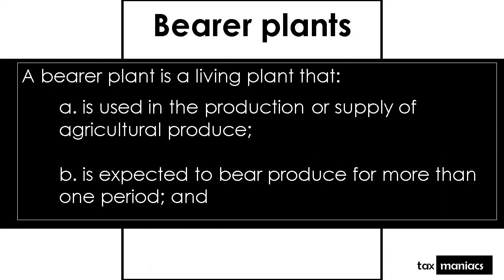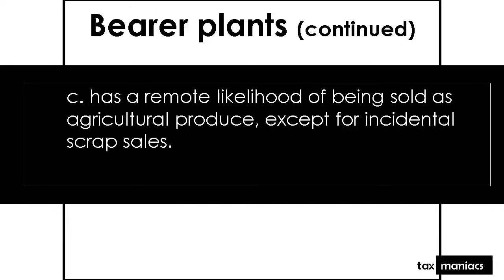Bearer plants are used in the production or supply of agricultural produce, are expected to bear produce for more than one period, and have a remote likelihood of being sold as agricultural produce, except for incidental scrap sales. Bearer plants are accounted for similar to self-constructed assets. PAS 16 uses the term construction to include activities that are necessary to cultivate the bearer plants before they are in the location and condition necessary to be capable of operating in the manner intended by management.